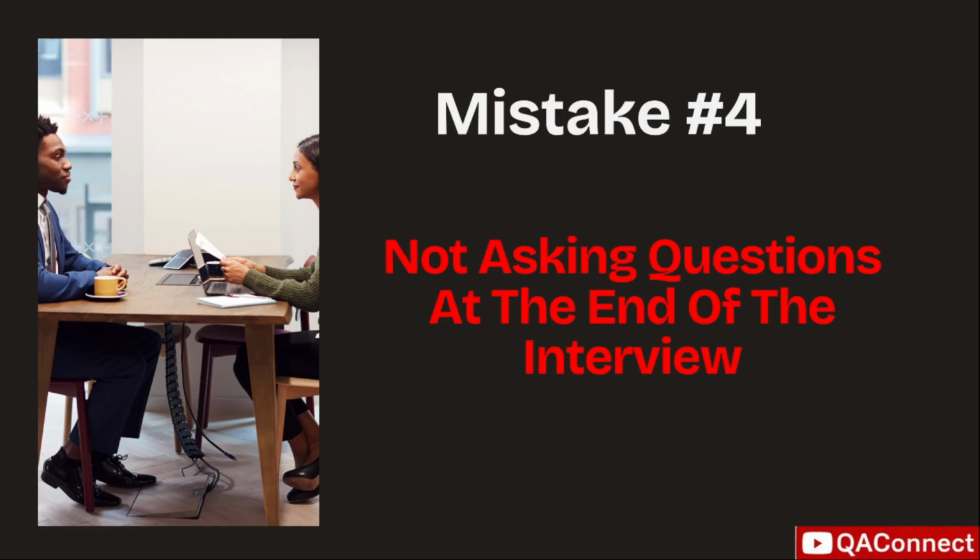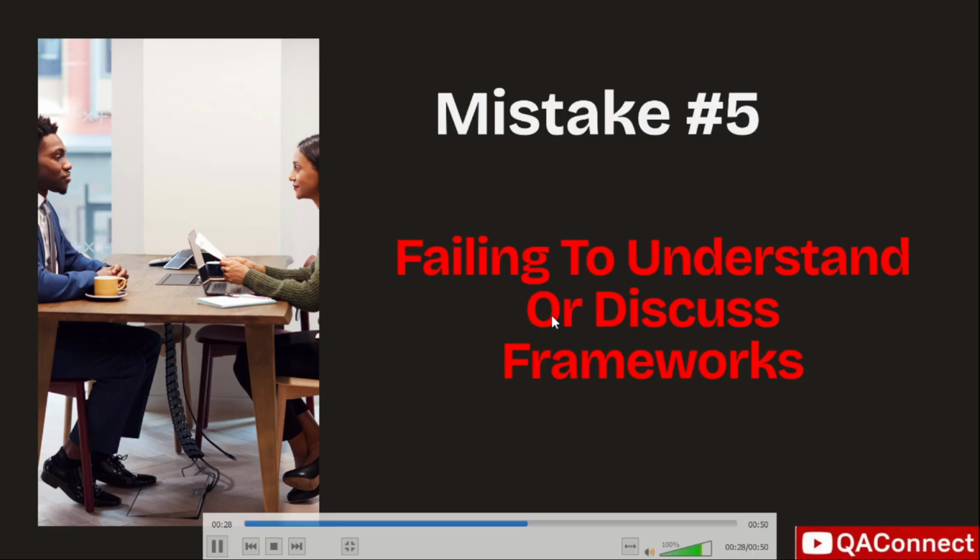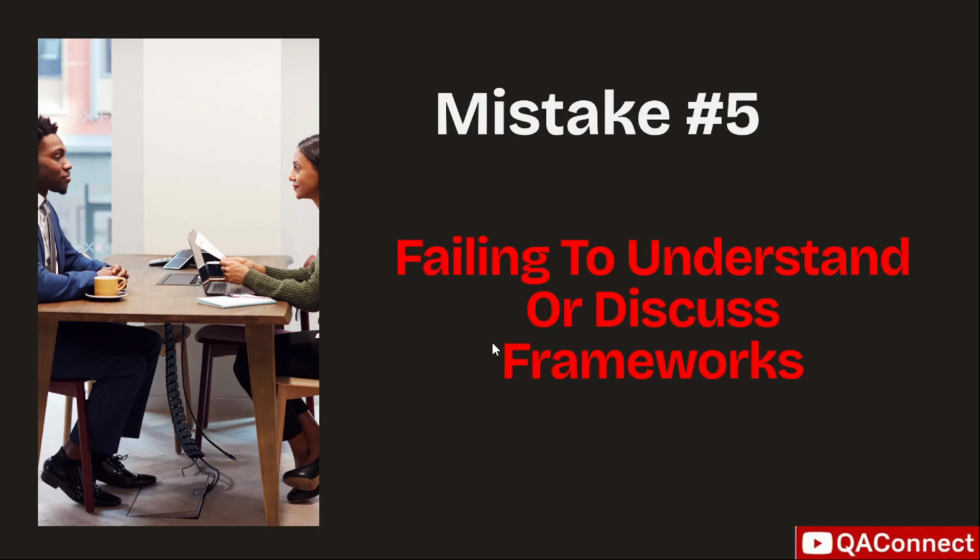The next one that we need to avoid is mistake number 5, and that is failing to understand or discuss the framework. Now, this is very, very important. If you are an automation engineer or QA automation engineer, even if you are a senior or a junior member of your team, it doesn't matter. What actually matters is how much you know about your framework. And this is very important.